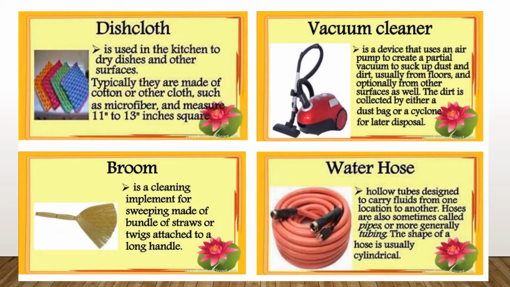Broom is a cleaning implement for sweeping made of a bundle of straws or twigs attached to a long handle. Water hose, a hollow tube designed to carry fluids from one location to another. Hoses are also sometimes called pipes, or more generally tubing. The shape of a hose is usually cylindrical.